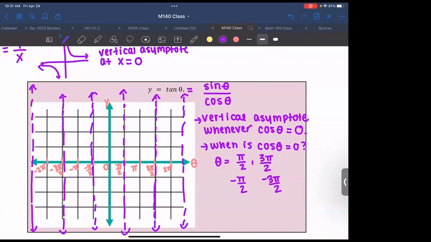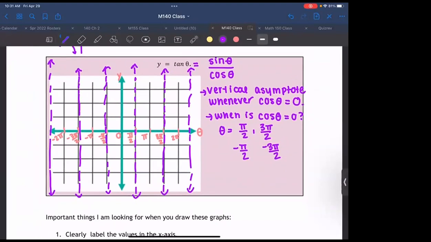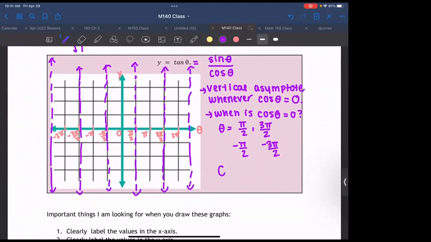Good. Okay. Now let me add some detail. We talked about what happens at pi over 2, 3 pi over 2. Let's make a theta and y chart for the things that come in between. So we don't have anything at theta equals 0. So if I wanted to find the y value, this would be tangent of 0. What is the tangent of 0? 0, good. Okay, so it looks like I have a point at 0, 0.